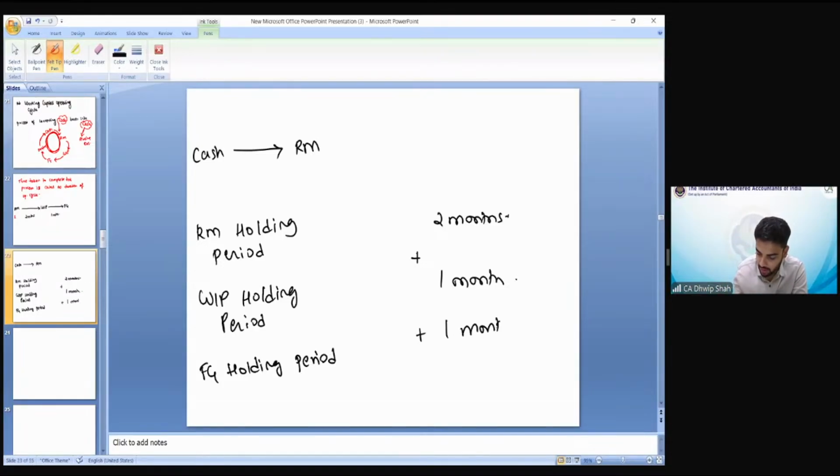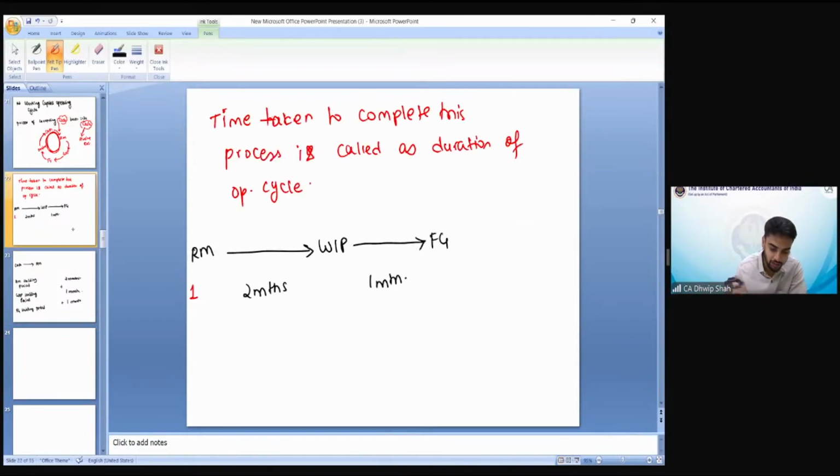So as of now, can I say 2 plus 1 plus 1? 4 महीने तक तो मुझे कैश वापस मिलेगा ही नहीं, because cash has taken the form of raw material for 2 months. It has taken form of WIP for another 1 month, and thereafter it has taken the form of FG for another 1 month. So as of now, till 4 months, my cash is blocked in different forms. पहले 2 महीना raw material, then 1 month WIP, then 1 month FG. ठीक है?